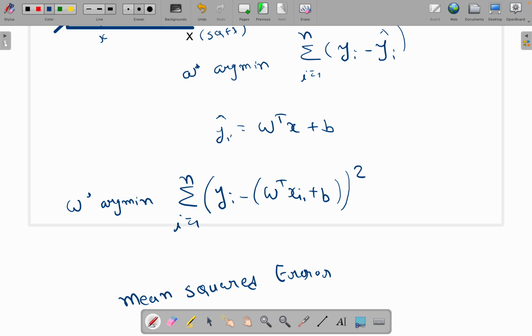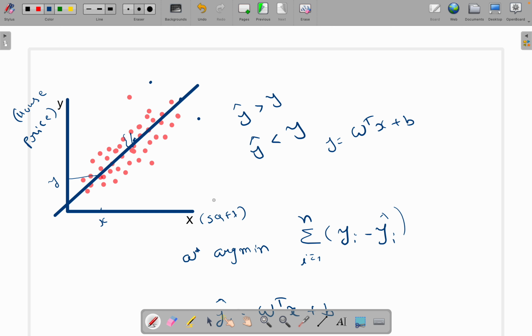So this is all about regression, or linear regression, right? Linear regression is also known as the least square method because we are using a linear plane here and taking mean square error here.